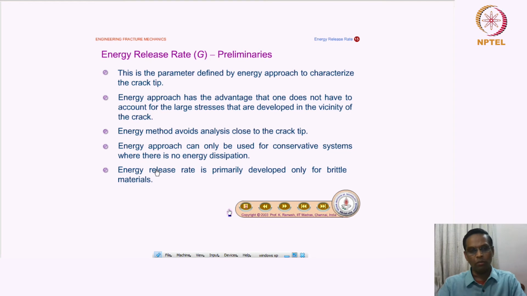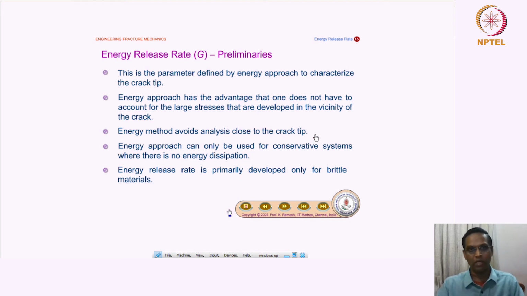So these are all important points to keep in mind, because the energy release rate is going to give a conceptual idea and it is not going to be very accurate. That is why we are saying that it avoids analysis close to the crack tip, because the crack tip stress and displacement fields are very complex. We will see in a later section how the expressions are derived and how it is useful.